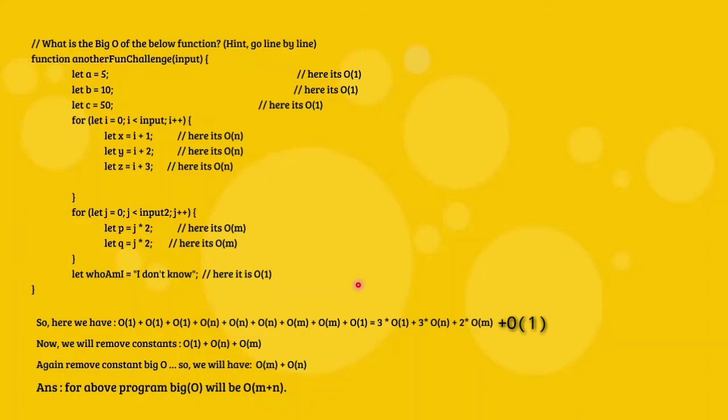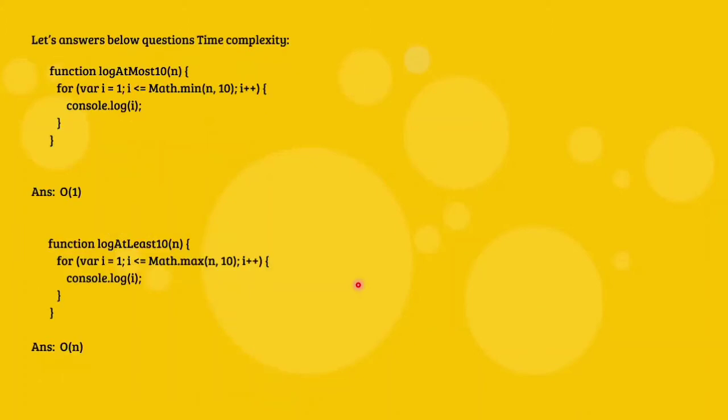With this, it's time to see some more interesting questions. So let's see. In this particular question, we have written a function logAtMost10. There we are passing n as an input. Inside that we have written a for loop, and we have written i less than or equal to Math.min(n, 10).